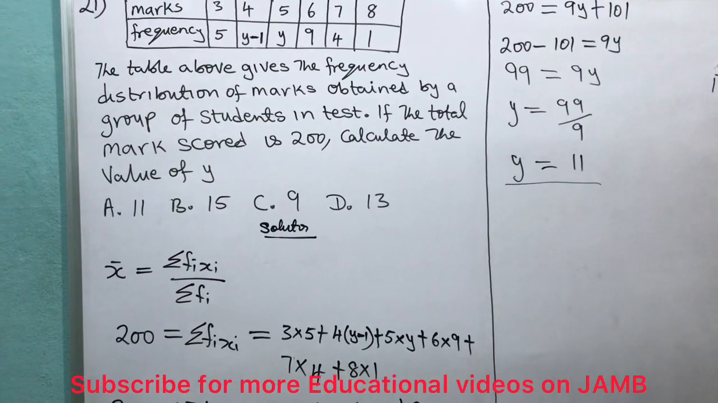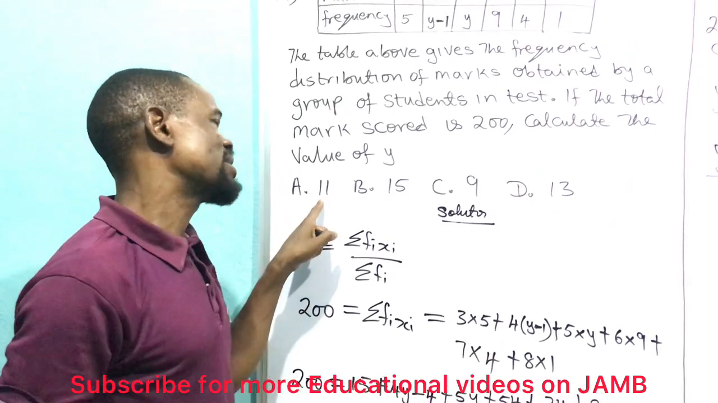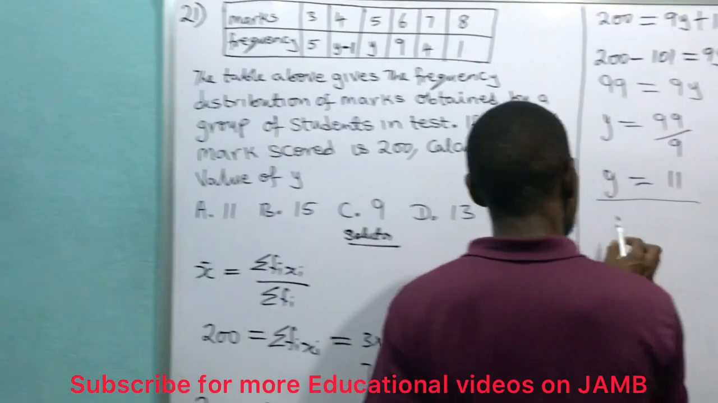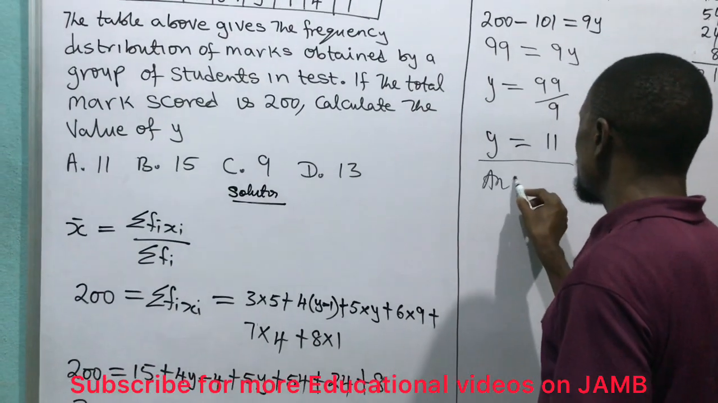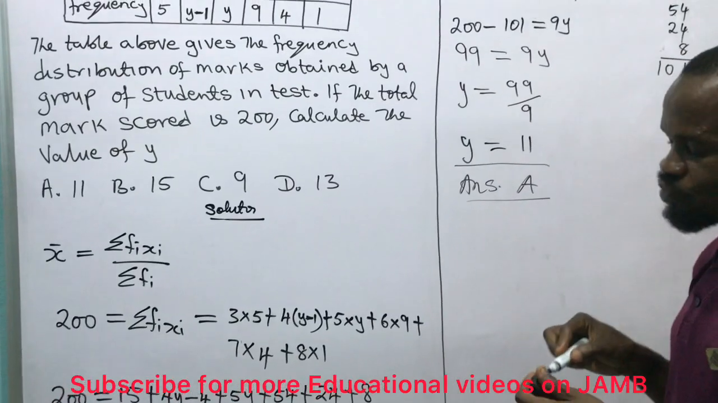Then I will go toward my options. I look at it. Option A is the correct answer, which gives me 11. I will now say that my answer is option A. That's our answer for this question.